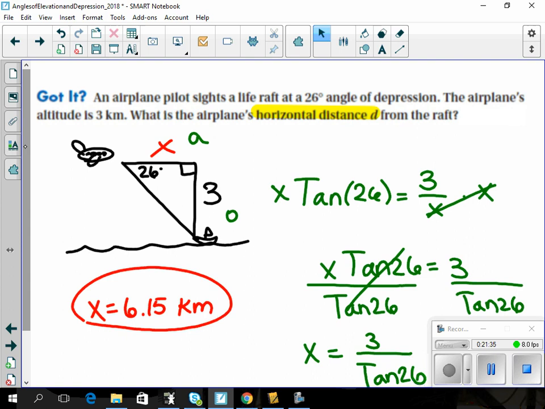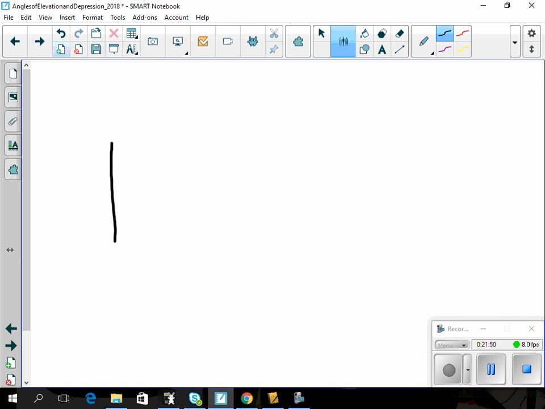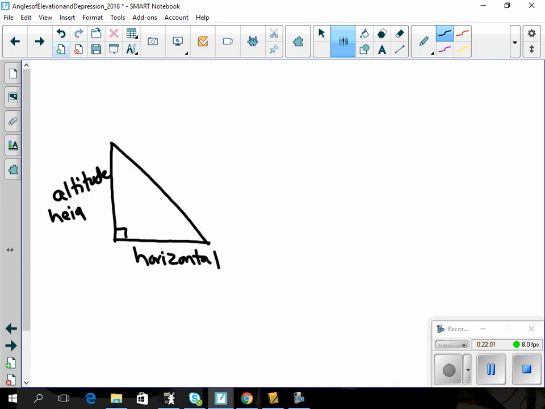The picture's the hardest part. Keywords: horizontal distance, altitude, line of sight. Those are keywords that help us figure out where they are. So maybe we need to add that to our picture. Okay? We have the horizontal. We have the altitude or height. Here we have line of sight. Those are key words that help us figure out how to label where the numbers or where the x goes.